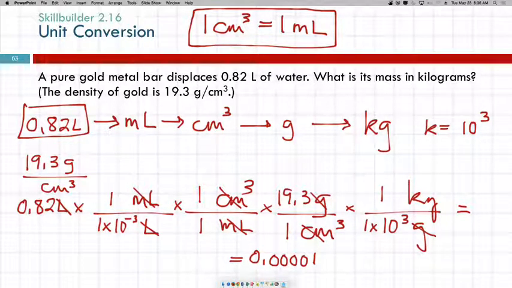How many sig figs should this have? 2. Our starting number only has 2 significant figures. This is an exact conversion. That's an exact conversion. This is an exact conversion. Density is not exact, but this density has 3 sig figs, and our starting volume only had 2. So our final result has 2 sig figs. So there's the 2 sig figs, and then the next 2 digits, and the unit is kilogram.